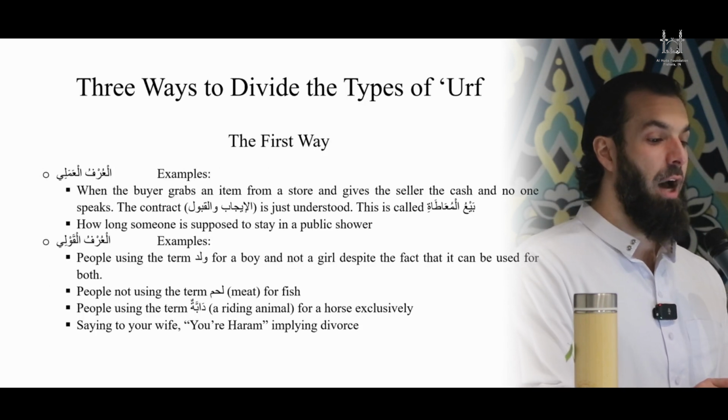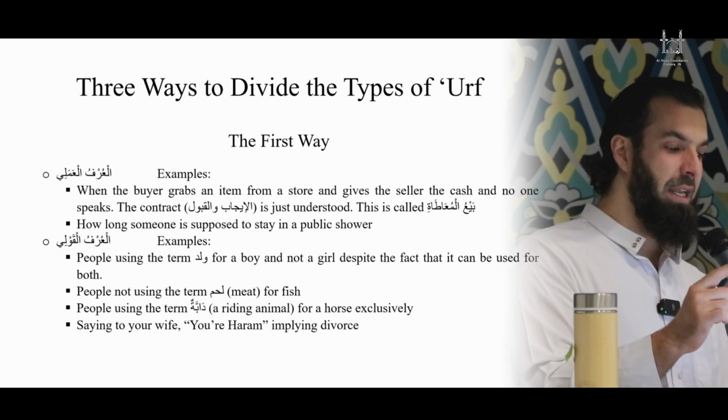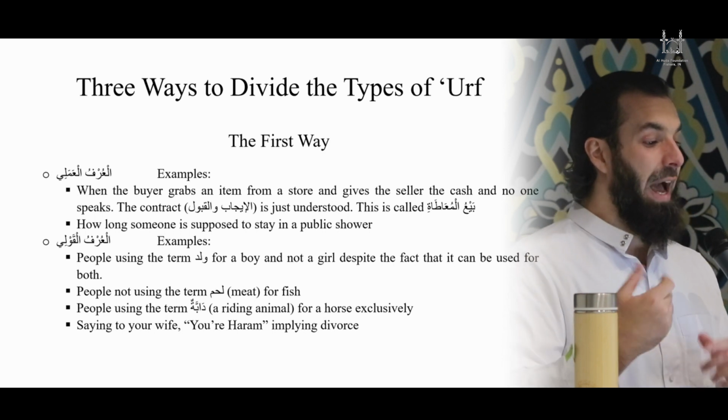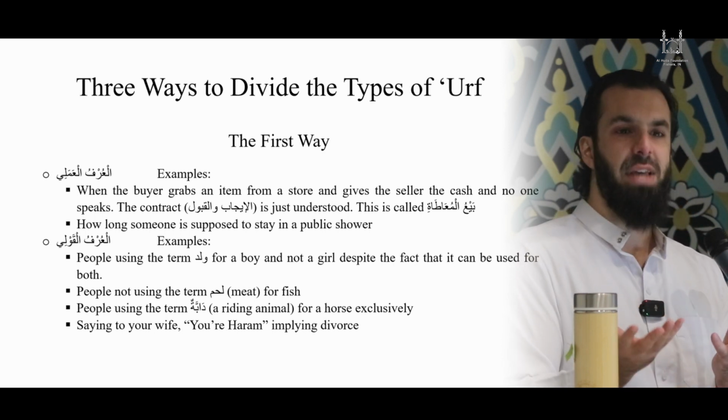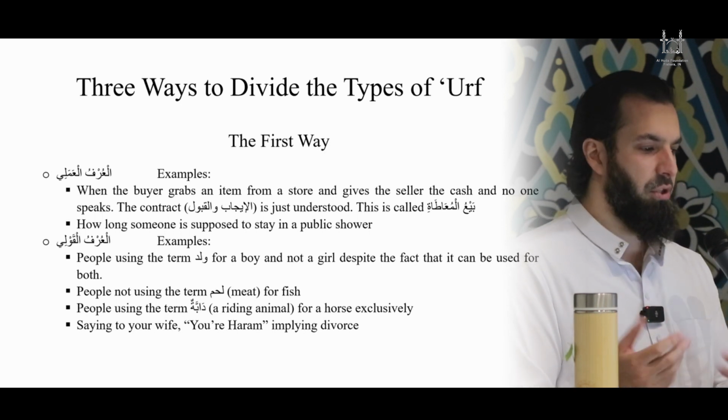Three ways to divide up this concept of urf. We have the first, second, and third way. So the first way is what? Al-urf al-amali, al-urf al-qawli. What is the difference between the two? So al-urf al-amali, an example of it, amal means action, by the way. So al-urf al-amali means a custom based on actions, based on your practice.